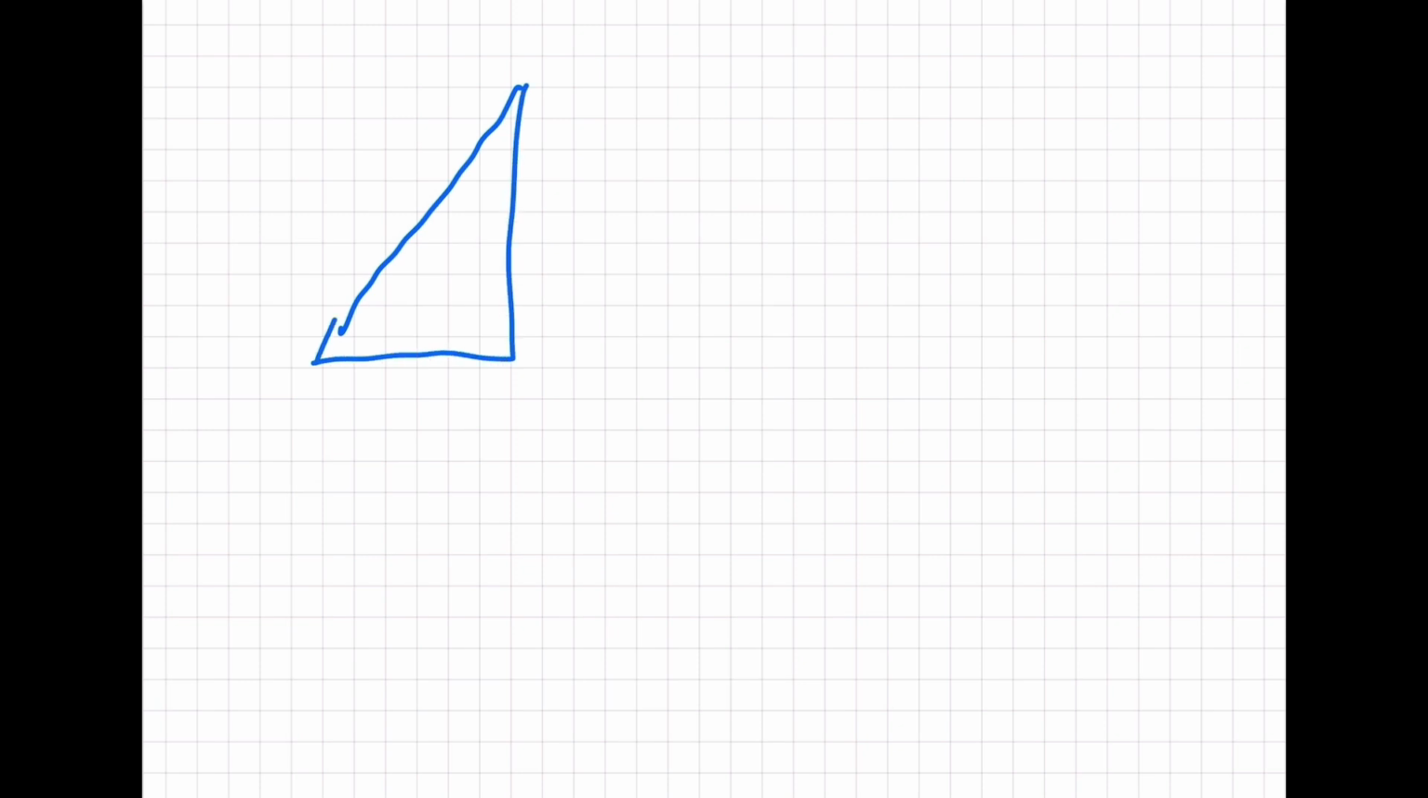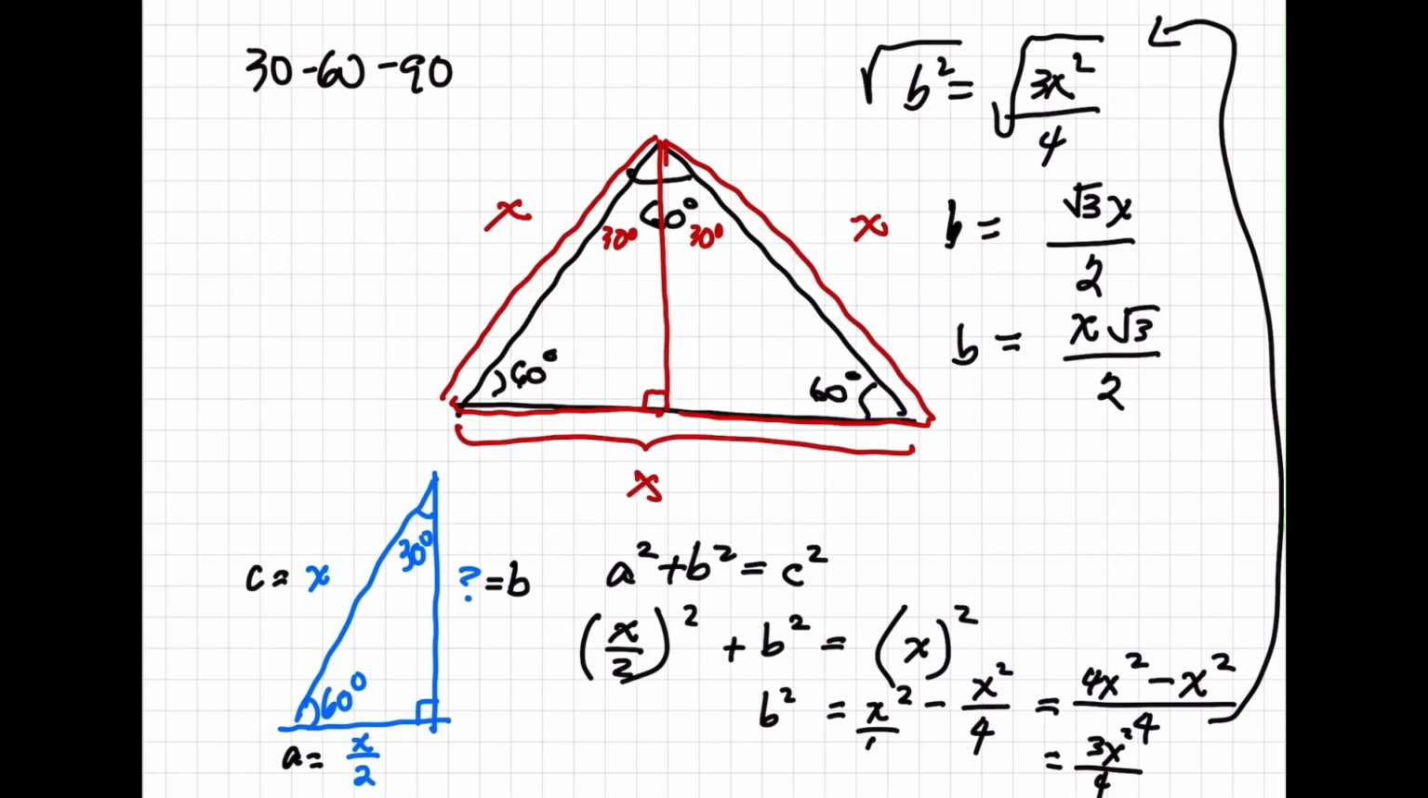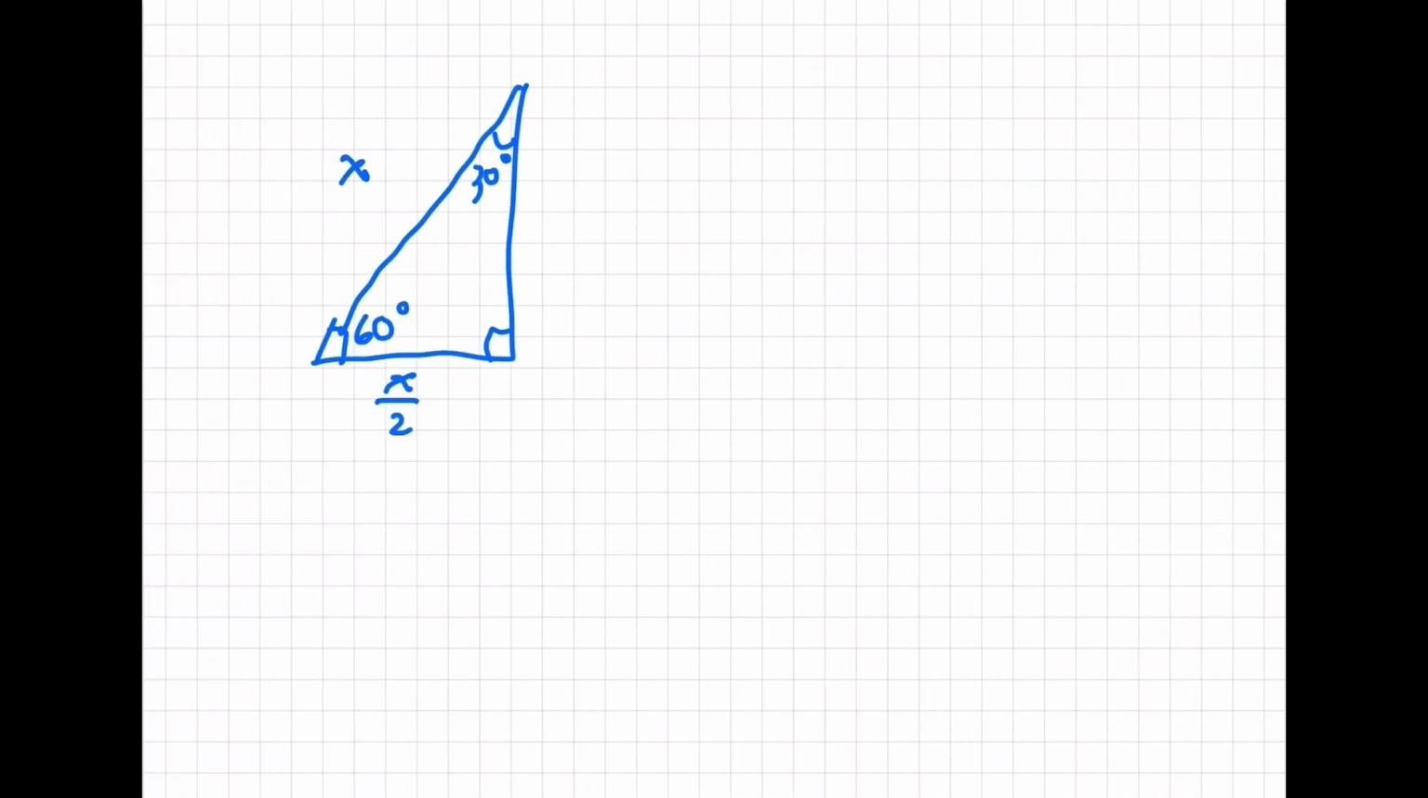So this is how it's going to look. This is your triangle. This is your longer leg, 60, then 30, and then 90. Then we assign here x over 2, x, and the value here that we computed, x square root of 3 over 2.